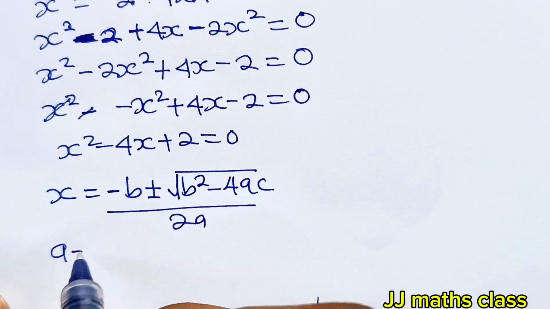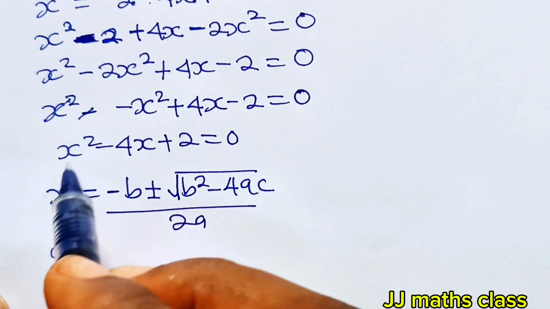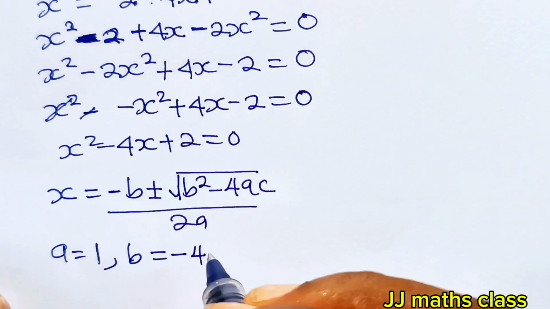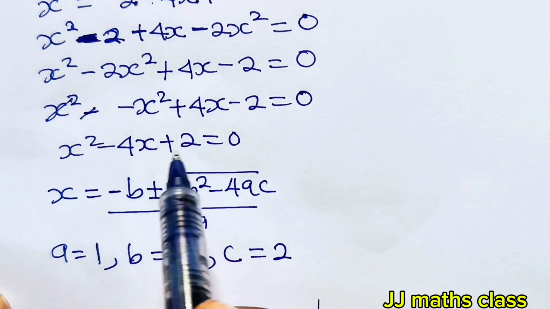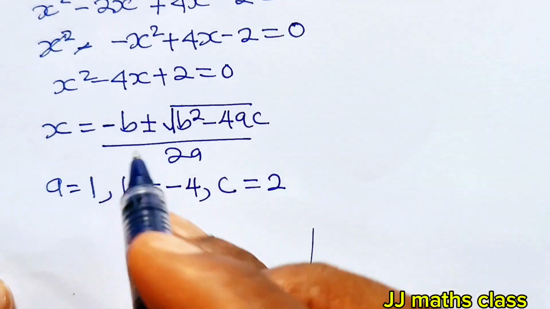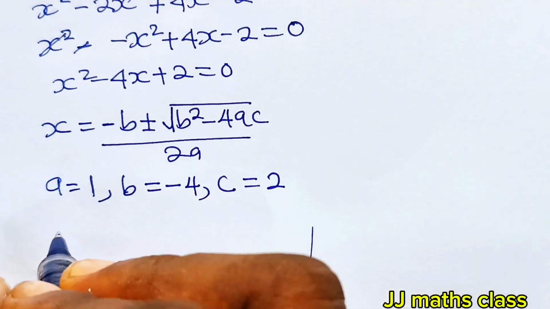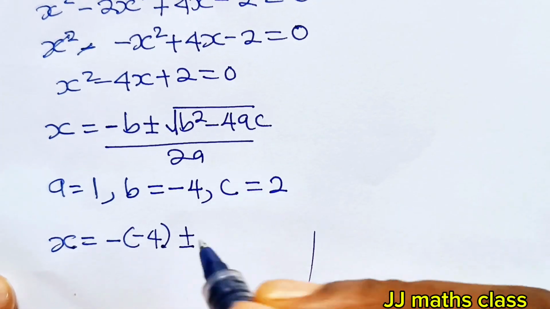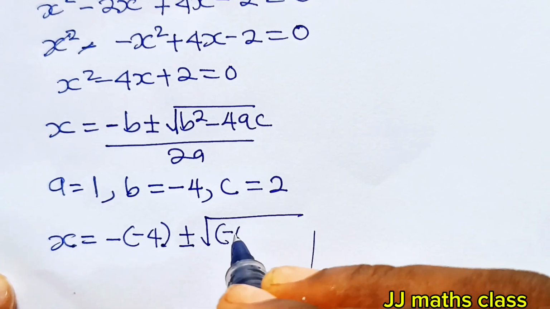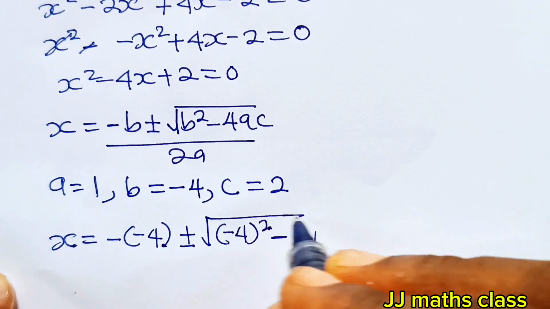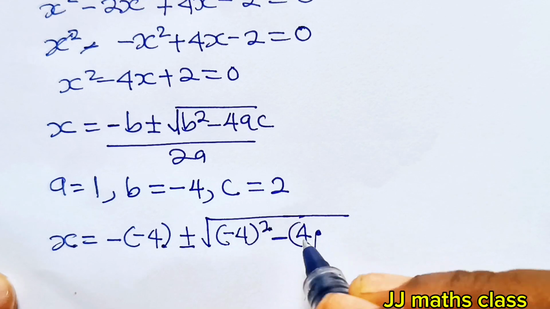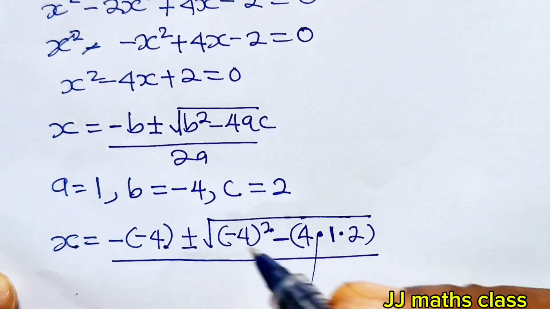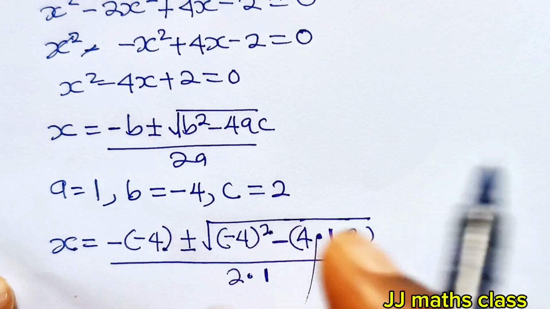Now, in this case, a is equal to 1, the coefficient of x squared. B is equal to minus 4, the coefficient of x, and c is equal to 2, our constant. Okay, so if we substitute that into this place, we will have that x is equal to minus 4 plus or minus square root of minus 4 squared minus 4 multiplied by our a is 1 and our c is 2, everything divided by 2 multiplied by 1.